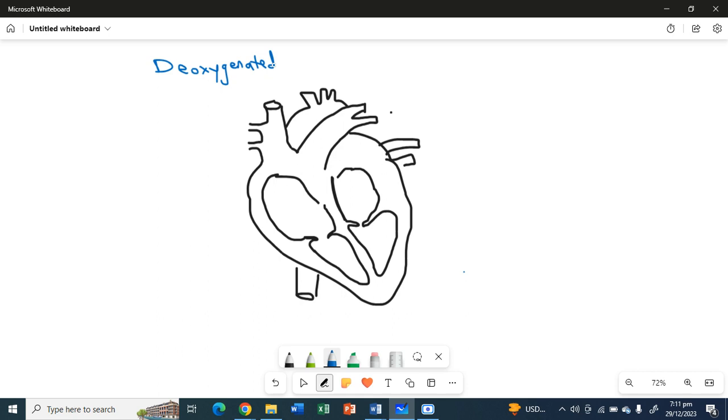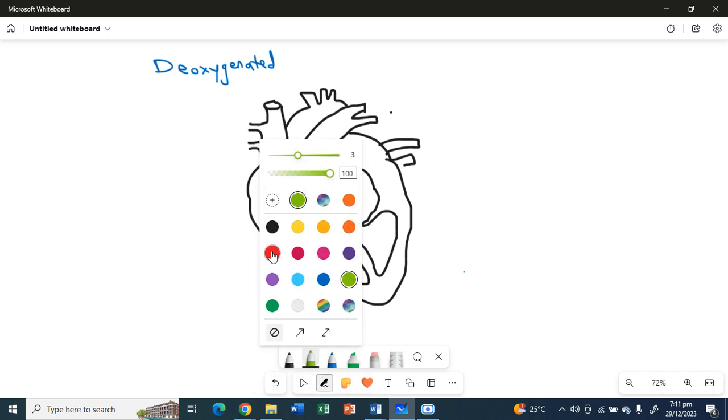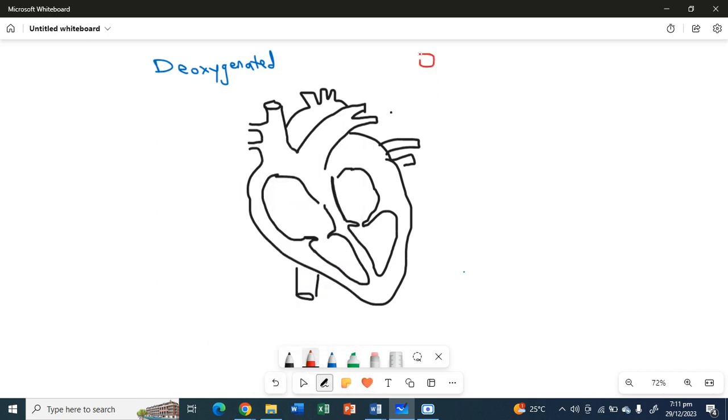When it goes to the lungs, remember, as humans, we breathe out carbon dioxide. So the carbon dioxide from the deoxygenated blood leaves our body. And since we breathe in oxygen, the oxygenated blood comes into our bodies and enters our bloodstream. So that's the second type of blood, oxygenated blood, blood that is rich with oxygen.